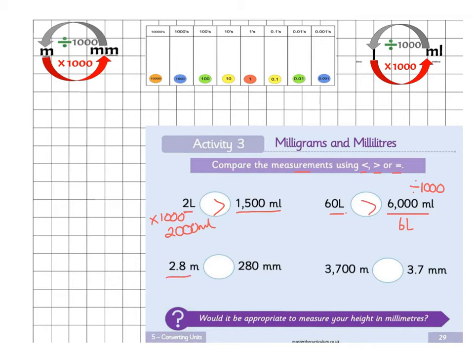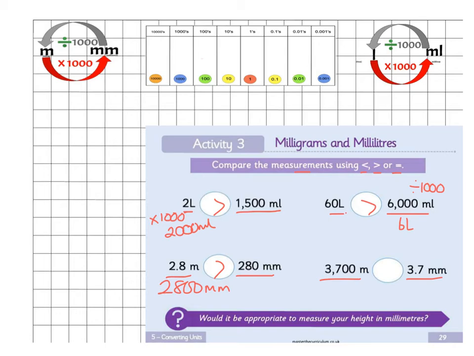I've got 2.8 metres and 280 millimetres. So I'm going to change my metres into millimetres. I'm going to use my place value board, 2.8 times by 1,000, 1, 2, 3, 2,800 millimetres, which is greater than. Really useful to have a piece of paper and a place value board when you're doing your working out, just to help you. And then 3,700 metres and 3.7 millimetres.